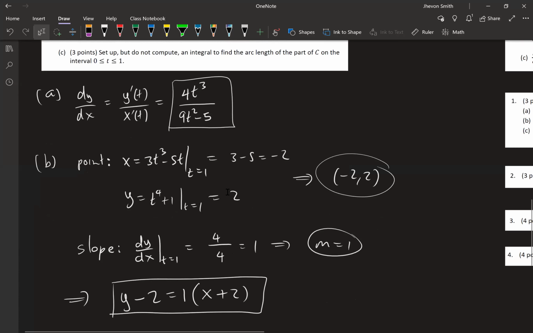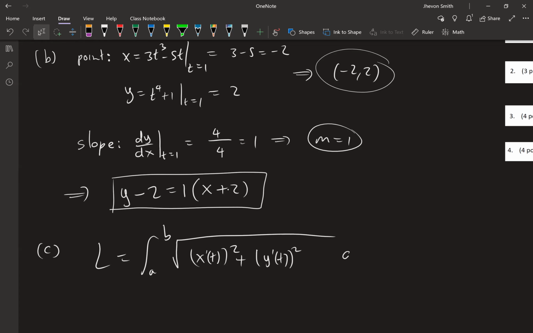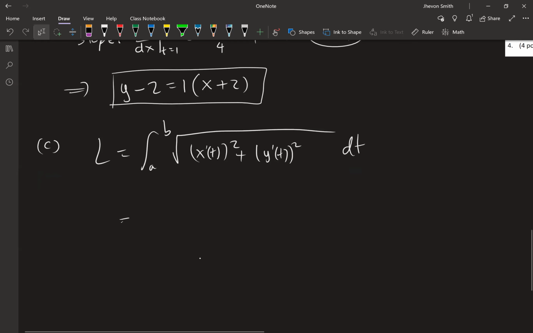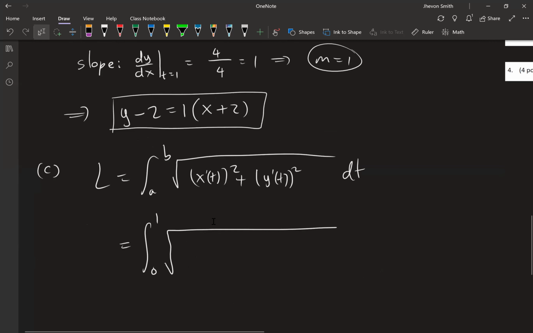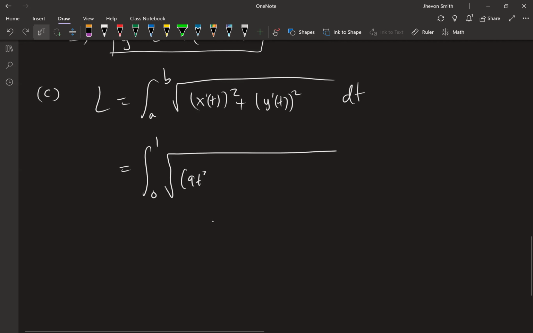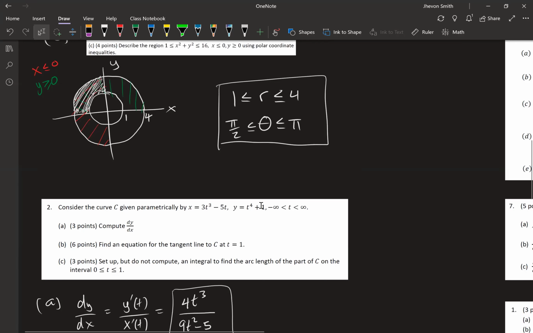And here it says set up, but do not compute, an integral to find the arc length. So remember, that would be the formula: integral from a to b of the square root of x prime of t squared plus y prime of t squared dt. And so this will be from 0 to 1, the square root of (9t squared minus 5) squared plus (4t cubed) squared dt. And that's going to be the formula there. And that's problem 2.